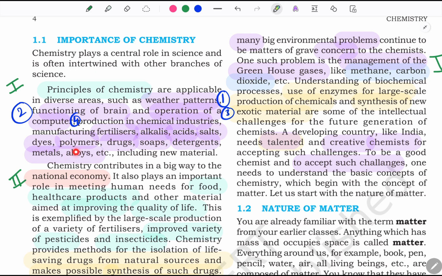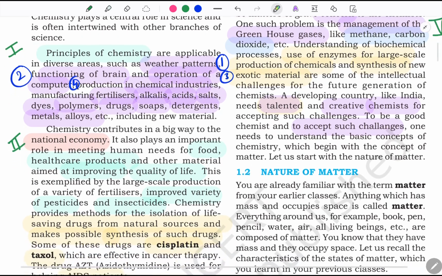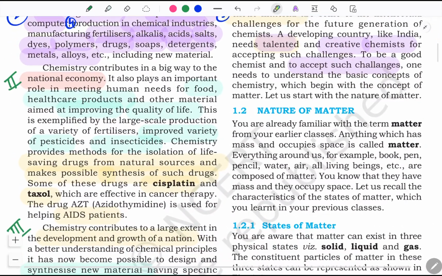And then you can just go on writing all these, at least two to three you can write down in the exam. The second important point is that the knowledge of chemistry also helps in contributing to our national economy. How? The way we are consuming food, the various productions of food, etc. These human needs, these demands, are met by the knowledge of chemistry: the production of food materials, healthcare products, and other materials which we are using, like air conditioners, for example, improving the quality of life.